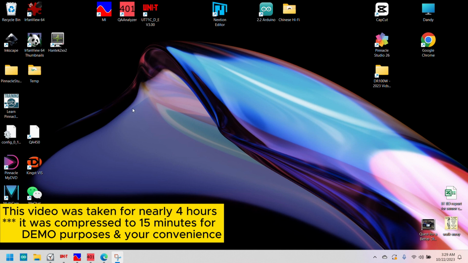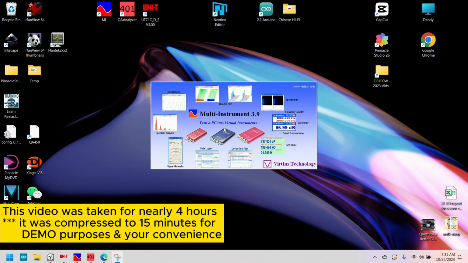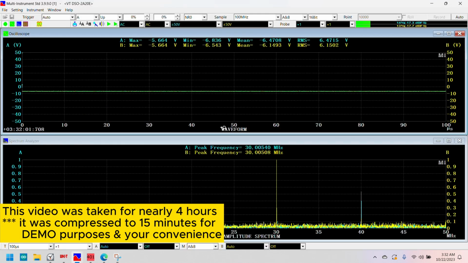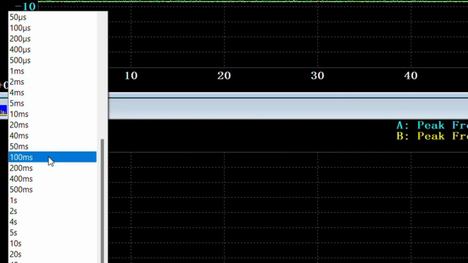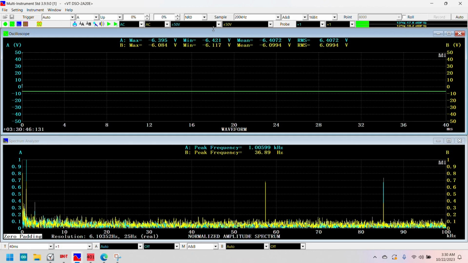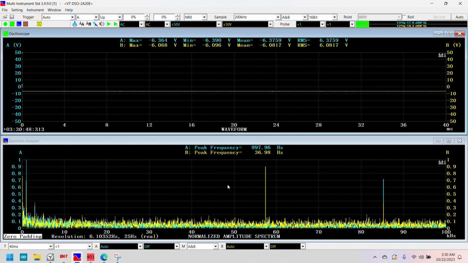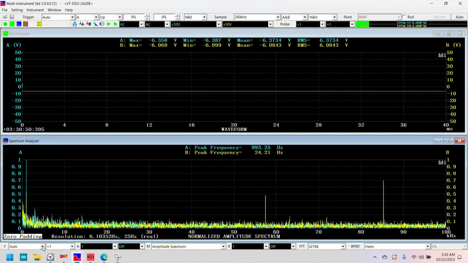Alright guys, let me start with the multi-instrument and I'm going to arrange the one. And then I'm going to set the upper one as the oscilloscope and the lower one as the spectrum. So I'm going to set up the time division as well to 40 milliseconds and the amplitude to, let's just say, 50. And this one is going to be 2 kilohertz. Let's just say like that.